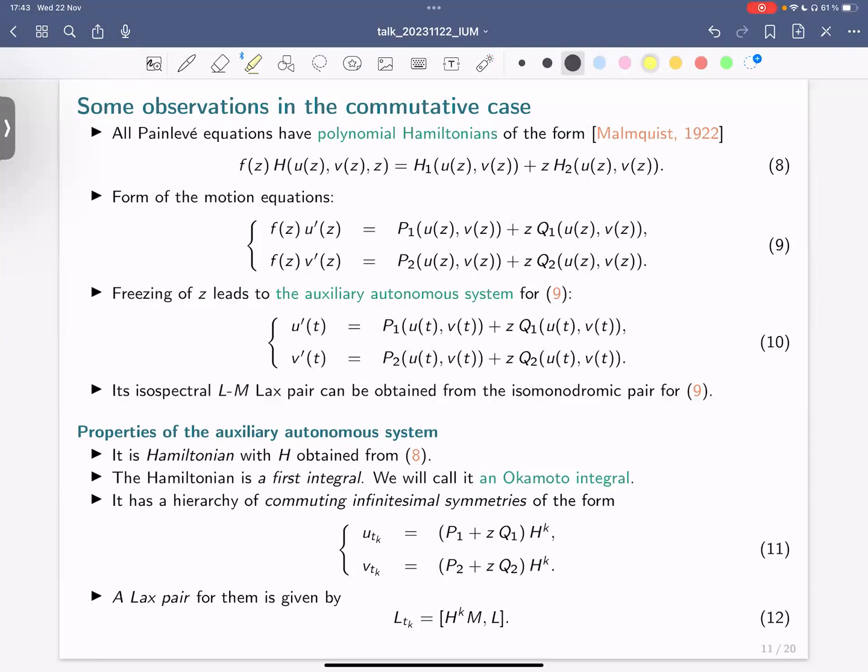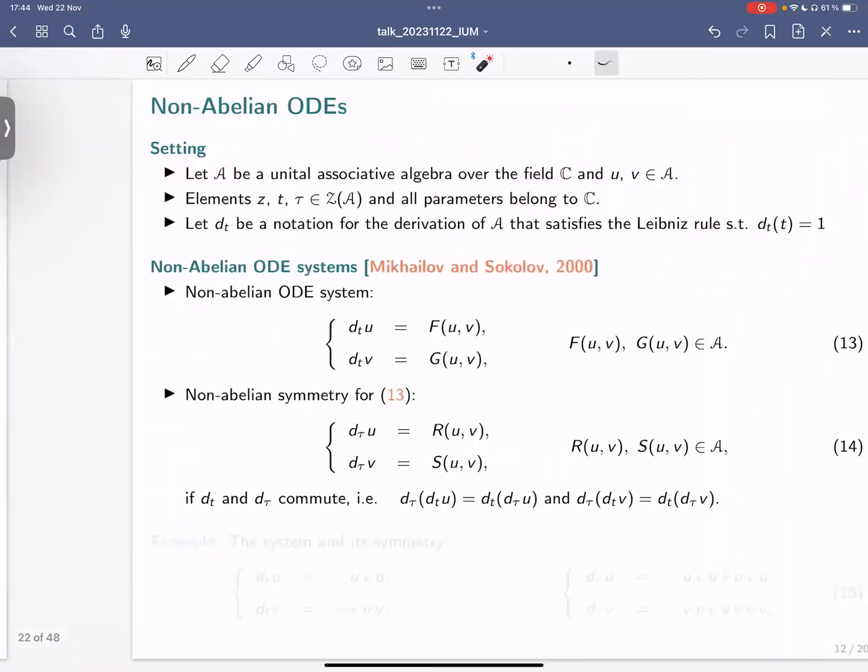So the last two properties are trivial because the Hamiltonian is the first integral, and we can fix it. And then by rescaling of the corresponding variable tk, the system 11 coincides with system 10. And the Lax pair given by equation 12 will coincide with the spectral Lax pair for equation 10. But if we consider non-Abelian variables u and v, these two properties are no longer trivial.